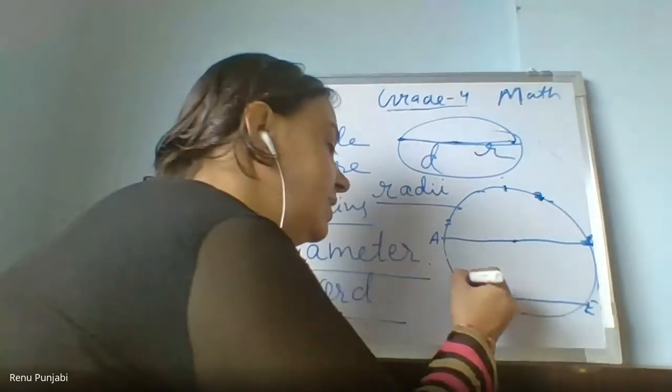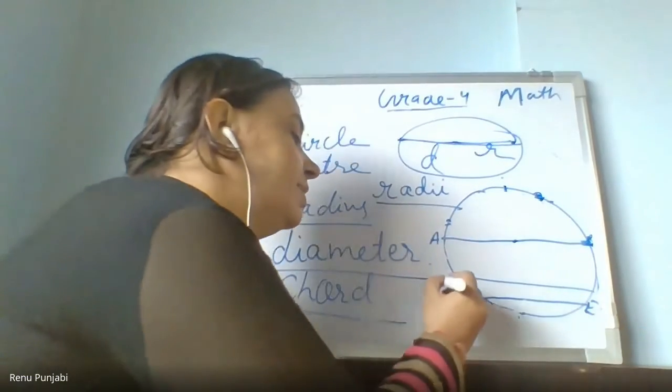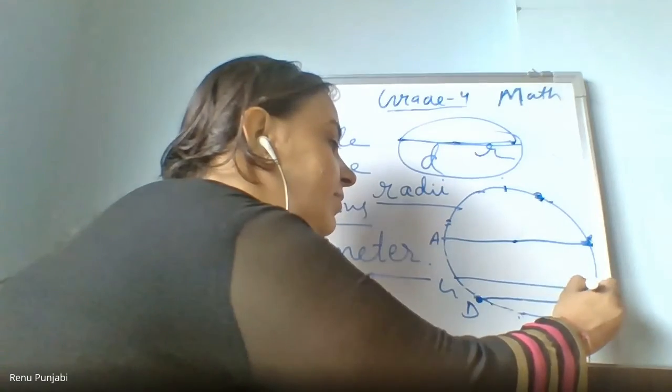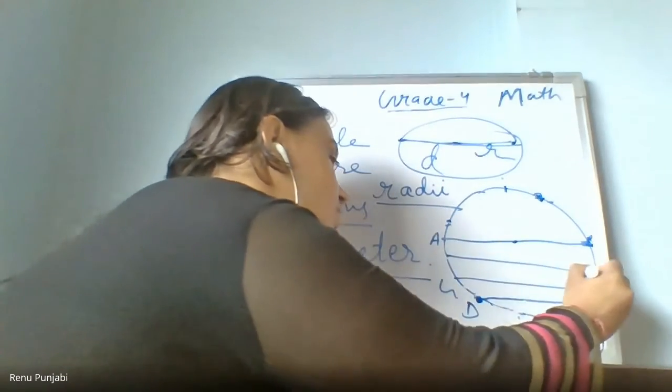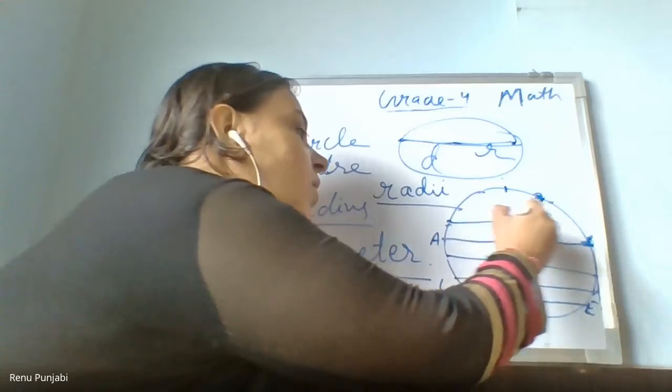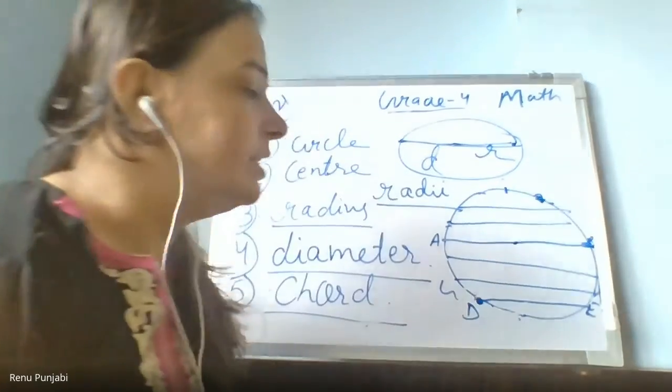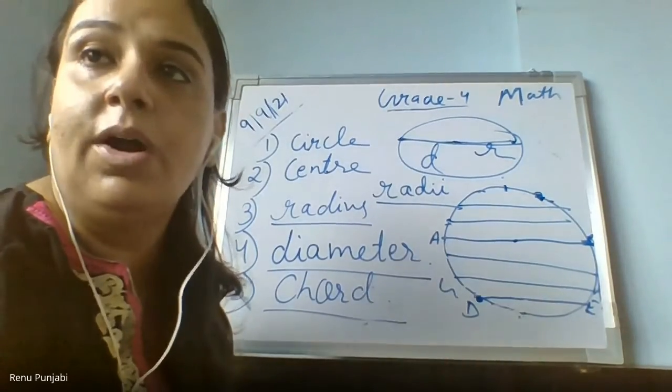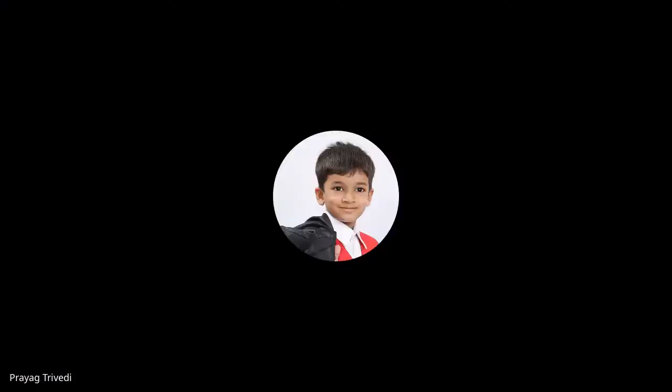So one chord is this, and this is also another chord, E, G, H, I can name. Slowly, when I'm drawing all the chords, can you see the diameter also becomes a chord? Yes, ma'am. It is just like the Jupiter planet. I had drawn it, but it was not perfect.